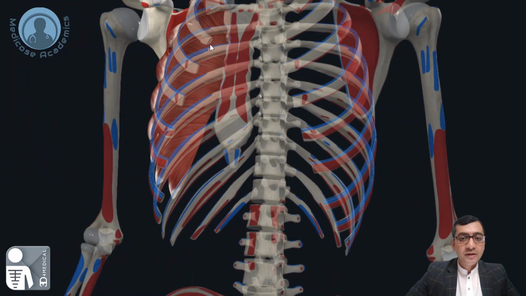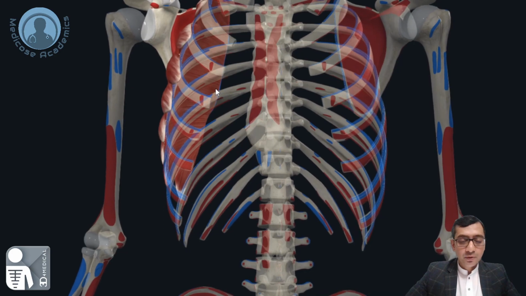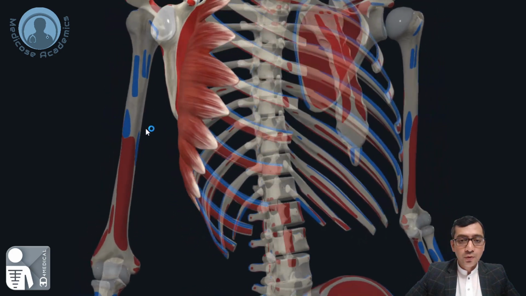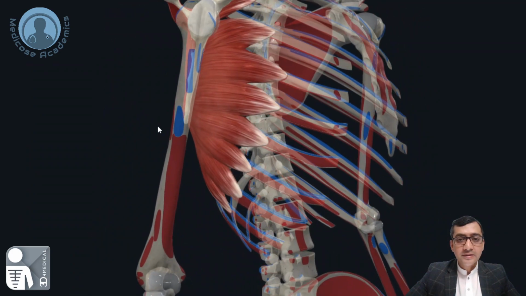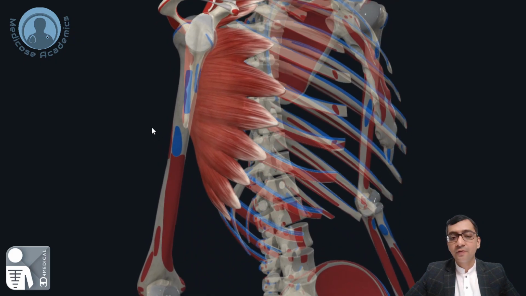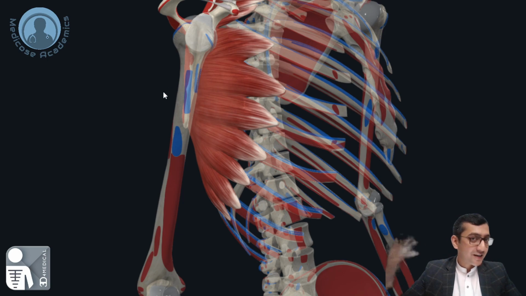It originates from the medial margin of the scapula, hugs around the ribs, and gets inserted into the first 8 ribs. So this is the first, second, third, fourth, fifth, sixth, seventh, eighth. So it gets attached to the 8th rib. Serrate does not mean 8, but it's easy to remember: serrate 8.